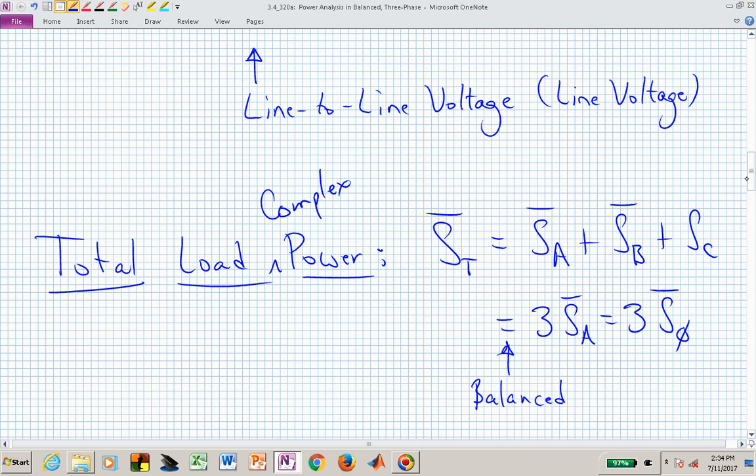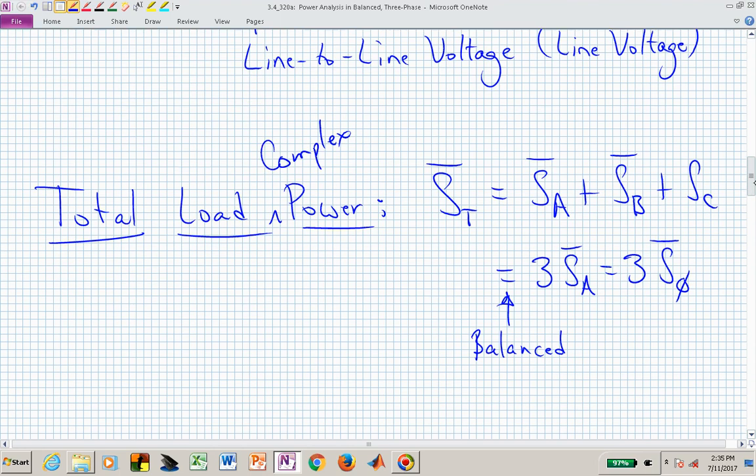Now, if we're in a balanced scenario, then all three of those load phases, A phase, B phase, and C phase, will have exactly the same complex power. And that's why I said this can minimize our work. If it's balanced, we simply need to compute the complex power of one of the phases and then triple it, and that will give us the total complex power of the load. That's for a Y-connected load.